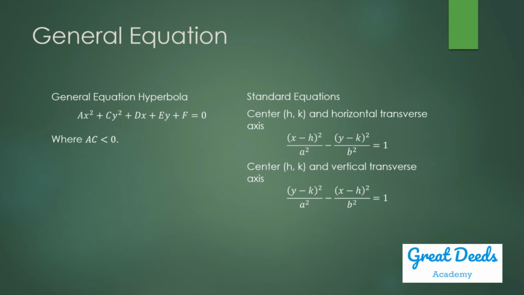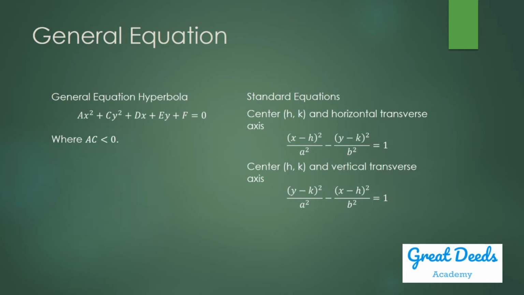This is the general equation of a hyperbola. It is equal to a times x squared plus c times y squared plus d times x plus e times y plus f is equal to 0. Here, a times c is less than 0, of course, because the operation that separates these two terms is subtraction. And so, if you were now to write this in general form, the coefficients of x squared and y squared will have different signs.